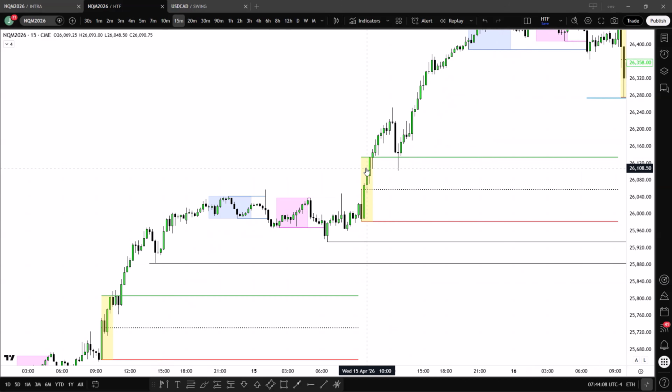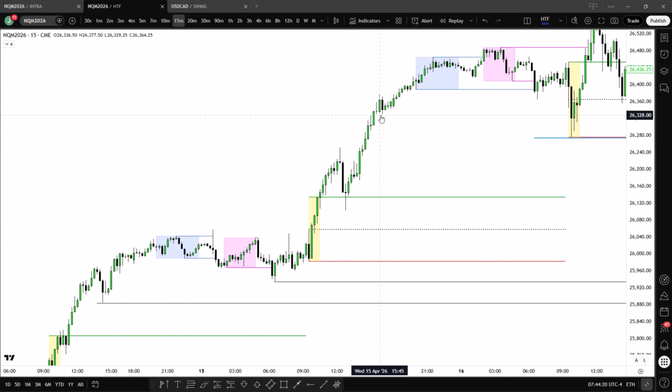Let's look at the next day. Same thing. We create the initial balance. We expand and accept prices above the initial balance. We retest the top of the initial balance and expand higher. Price is accepting higher prices above the initial balance, which indicates a trend.